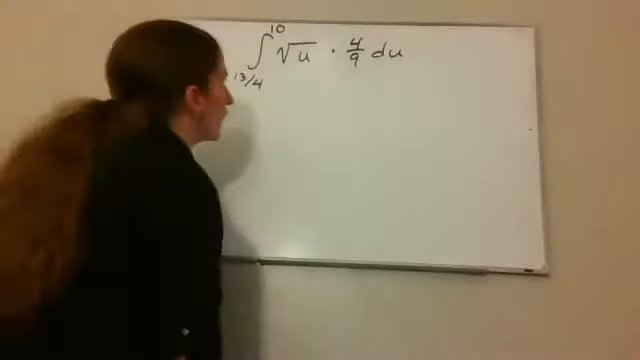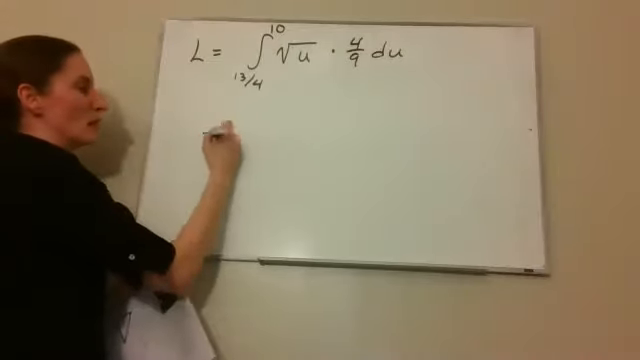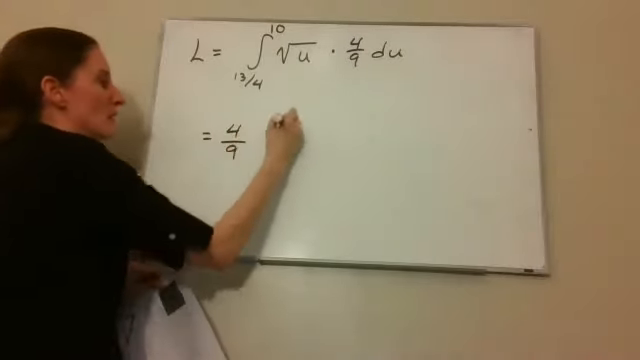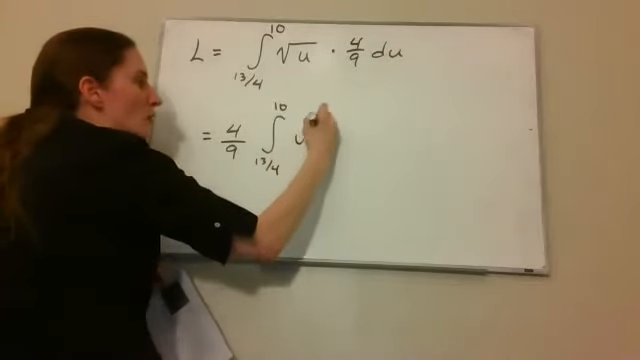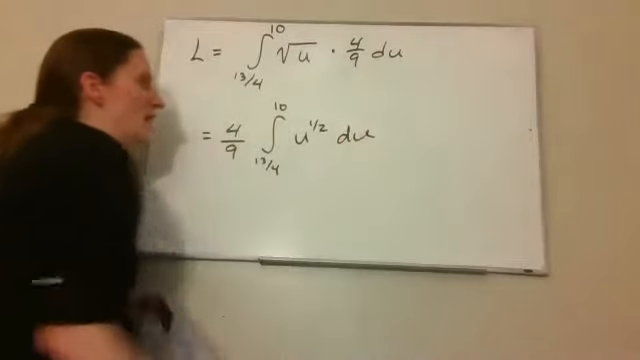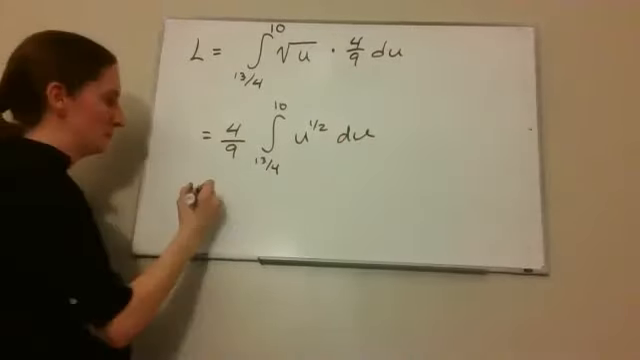So now I just have to solve this integral. I'm going to start by pulling the 4/9 out in the front. And I'm going to rewrite my square root of u as u to the 1/2. And now I can use my power rule.